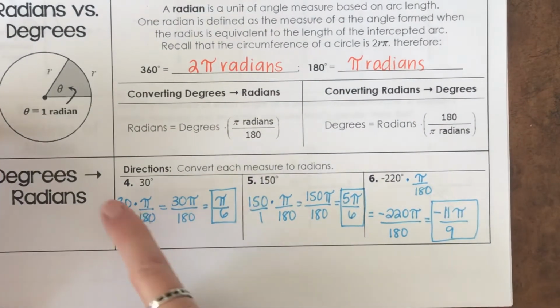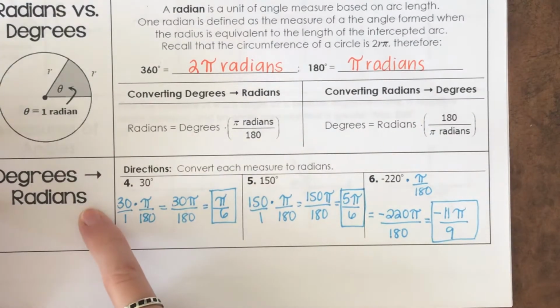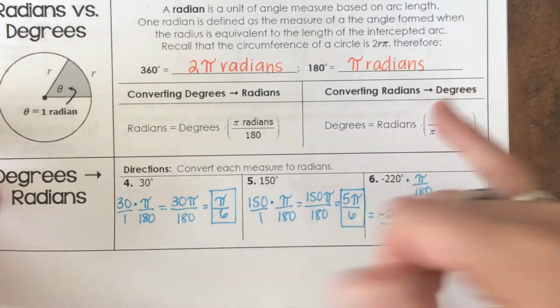Okay, so we've converted from degrees to radians. Now we're going to do just the opposite. We're going to convert from radians to degrees.